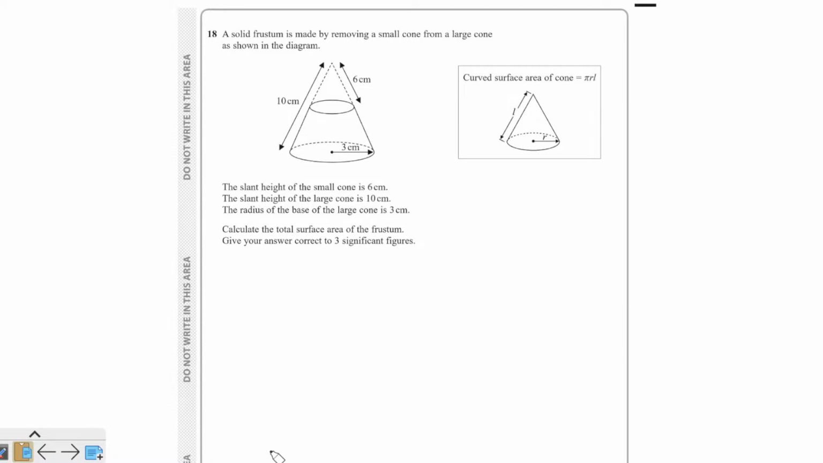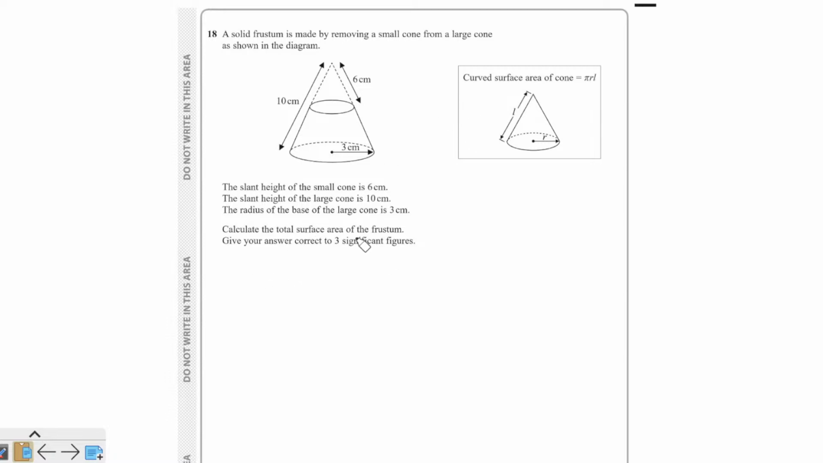Okay, I'm getting into some of the harder questions now. Question 18. We have got a solid frustrum made by removing a small cone from a large cone. If you're not sure what a frustrum is, it's this shape here, like if you had a cone and you chopped the top off. As shown in the diagram, they've then given us a formula here. The slant height of the small cone is 6 centimeters. The slant height of the large cone is 10 centimeters. And then the radius of the base of the large cone is 3 centimeters, which you can see drawn there.